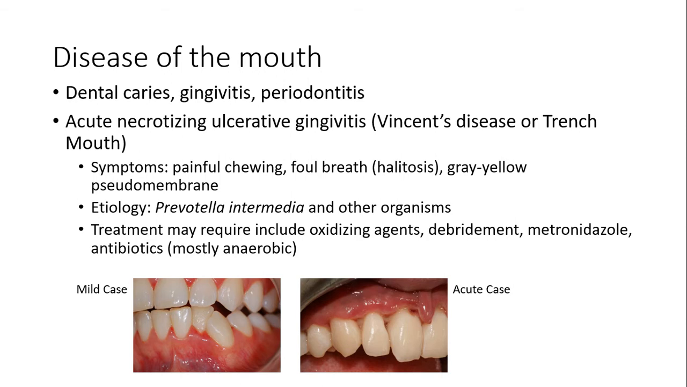But one thing you do want to try to keep an eye out for is this thing called acute necrotizing ulcerative gingivitis, which is also known as Vincent's disease or trench mouth. Its symptoms include really painful chewing, and its hallmark symptom is super foul breath, which is called halitosis. And it will sometimes form a gray-yellow pseudomembrane on the gum line.